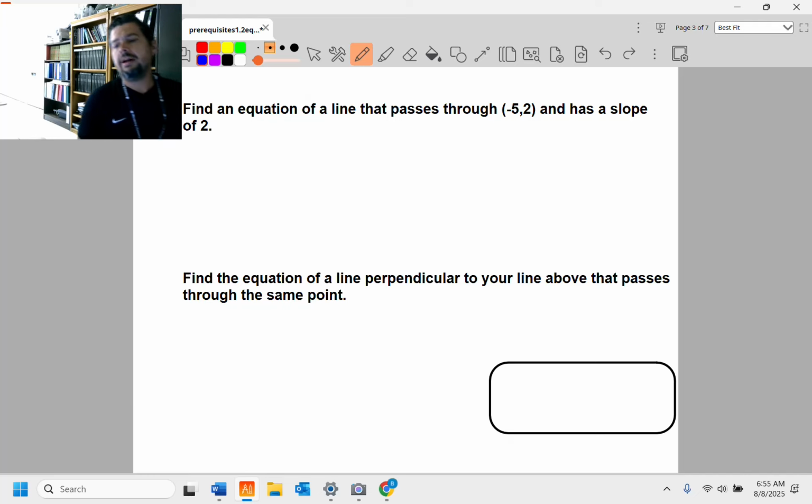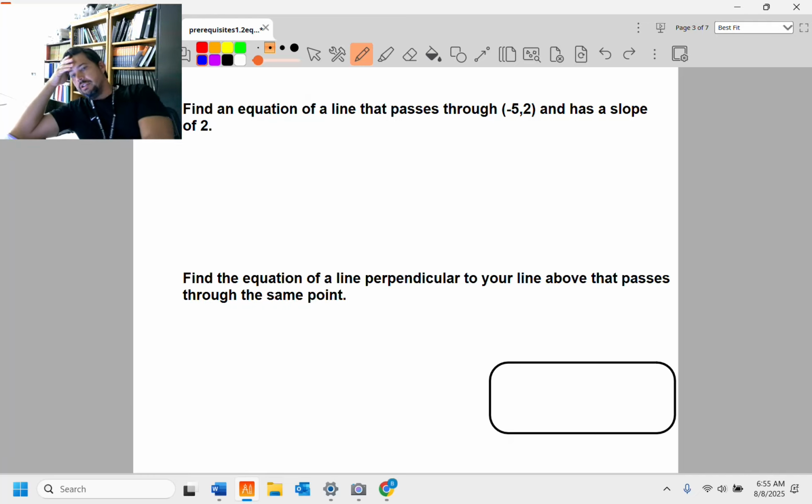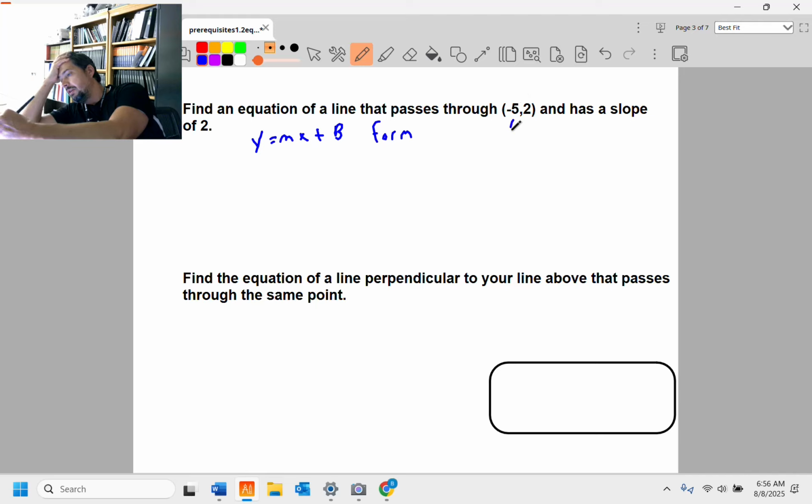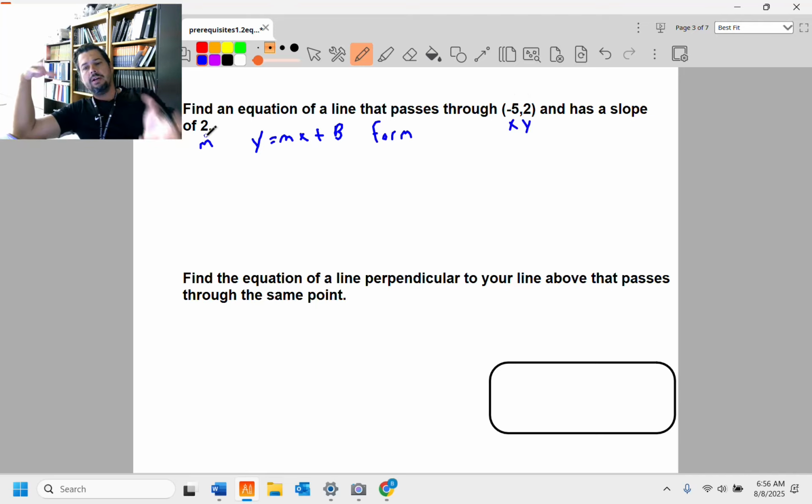Alright, find an equation of a line that passes through negative 5, 2 and has a slope of 2. It doesn't actually say how you want this one done. We're just going to do y equals mx plus b form. And I haven't shown it yet in this video, but you can use y equals mx plus b to do these things. Because an ordered pair will give you an x and a y, and there's your slope. So let's do this using y equals mx plus b as opposed to point slope form, okay?